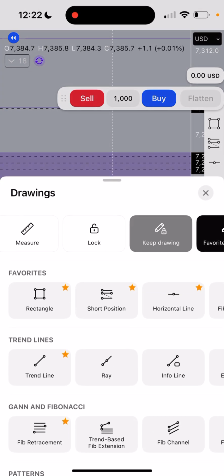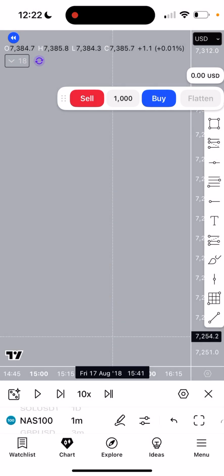So I'm just going to end this video right here. You know what I'm saying? That was SenseiFx, and this is how you manage to find high quality trades.